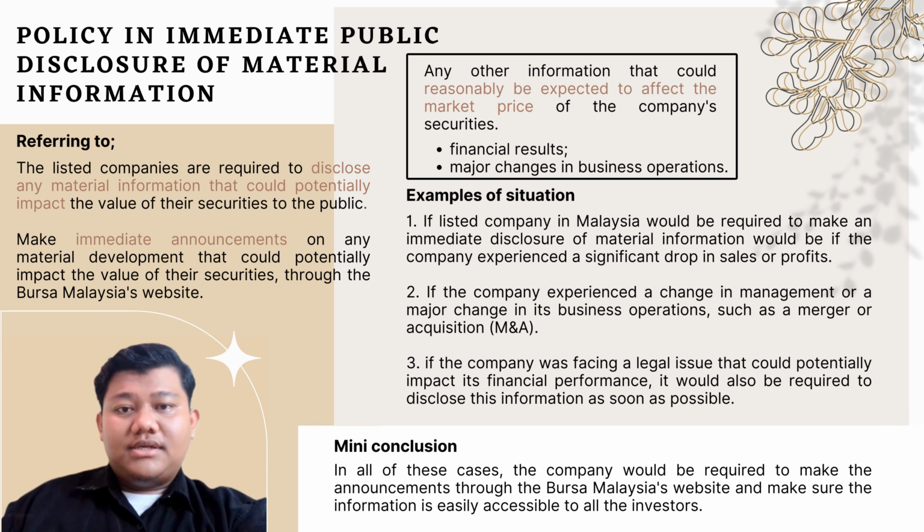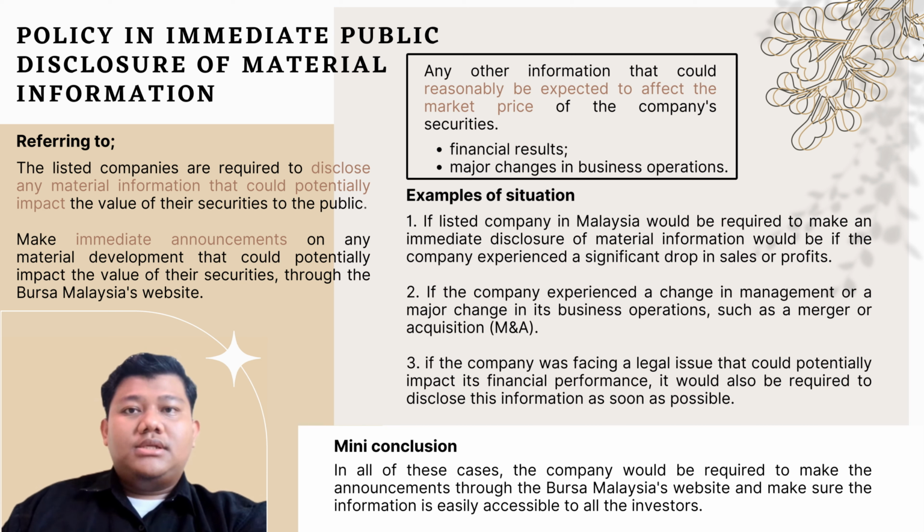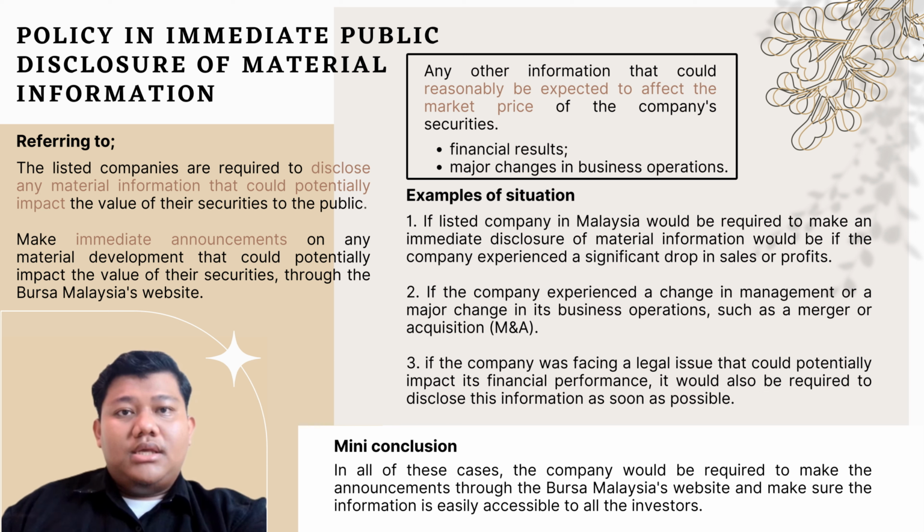So we move to the first policy in the corporate disclosure policy. The first specific policy adopted by Bursa Malaysia Securities Berhad concerning disclosure is the policy on immediate disclosure of material information. The listed companies are required to disclose any material information that could potentially impact the value of their securities to the public, including financial results, major changes in business operations, and any other information that could reasonably be expected to affect the market price of the company's securities.